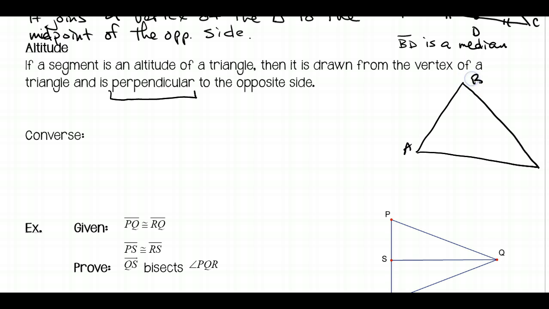So here's triangle ABC, and I'm going to drop down a segment so that it forms a right angle with the opposite side. We'll call that point D. So again, in this picture, BD is an altitude. Go ahead and pause the video and write in the converse, and then when you restart the video, the converse will be written in there so you can check it.